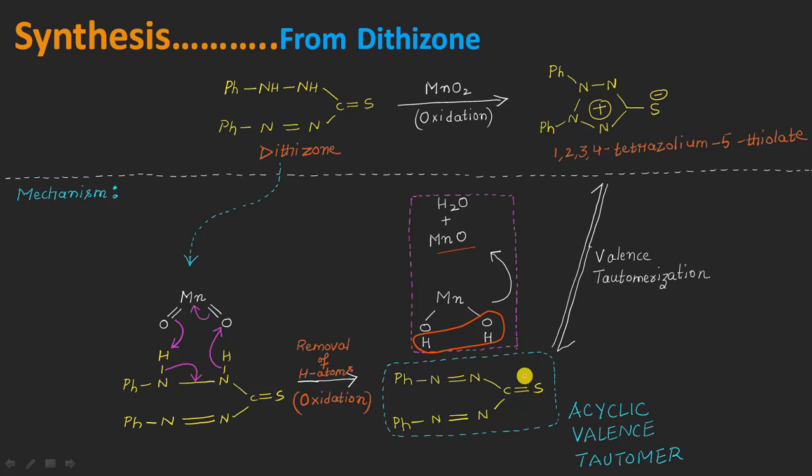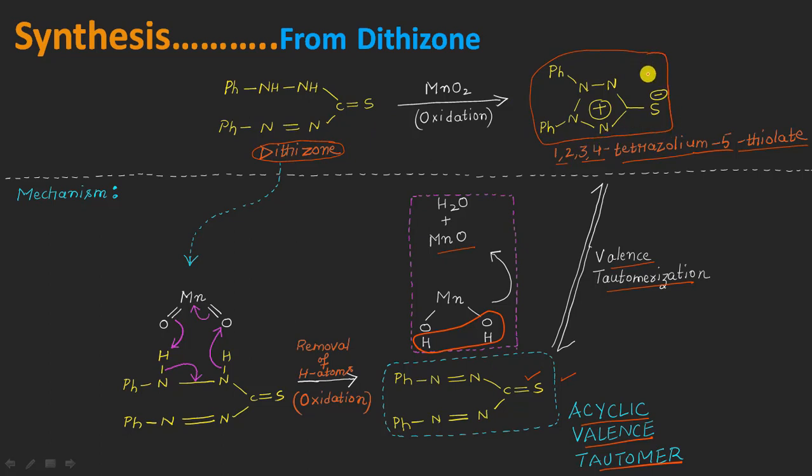And now what will happen to this molecule here? We can recognize this molecule. It is nothing but the acyclic valence tautomer for our mesoionic molecule, such that the valence tautomerization for this molecule will give us what? It will give us this 1,2,3,4-tetrazolium-5-thiolate molecule, which is the required product here, right? So this is a very simple oxidation mechanism by which, starting from this dithiazone, we can obtain our required mesoionic molecule, which is the last type B mesoionic molecule, right?